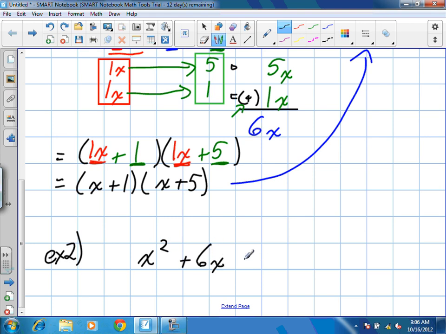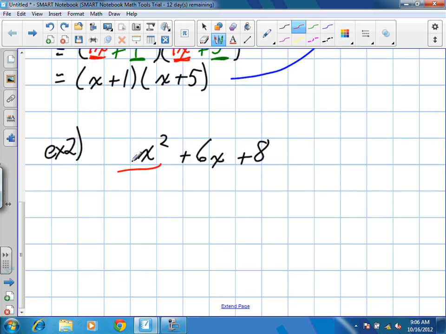Okay? Very first step is we find the factors of the first term. What are factors of 1x squared? 1x and 1x. Very simple. Factors of 8, which is our constant, our last term. And 2 and 4. Okay?